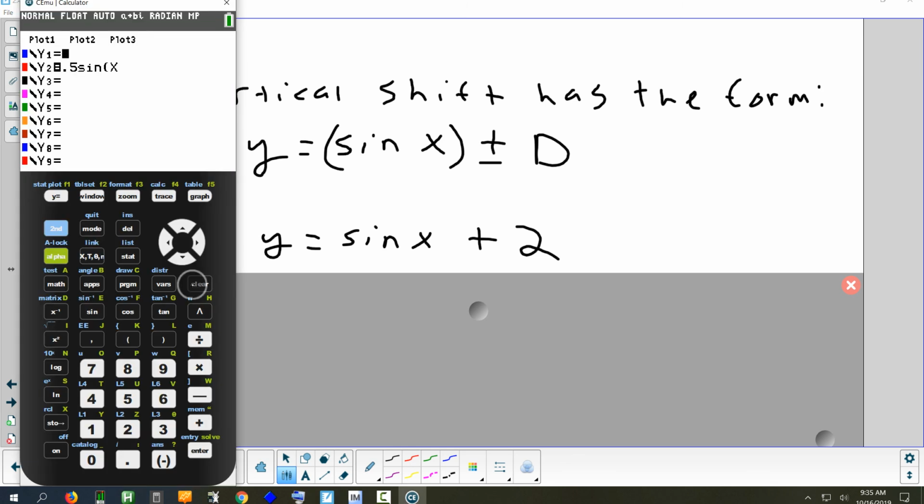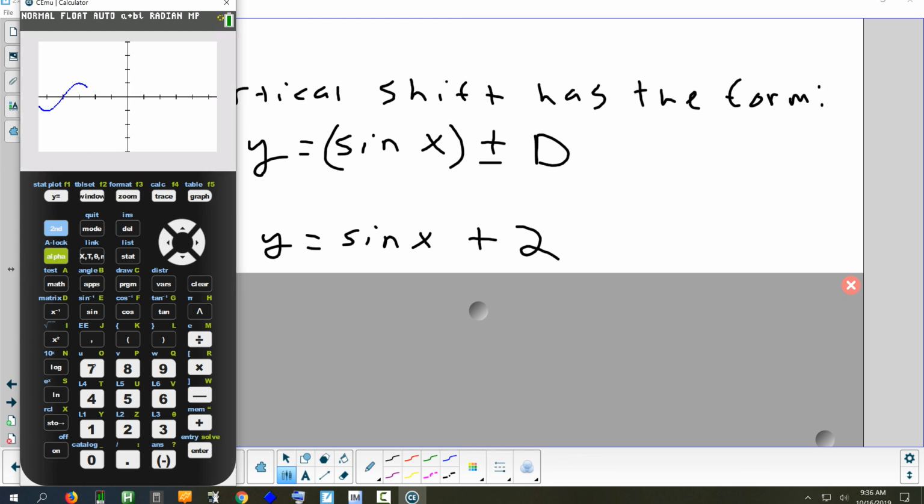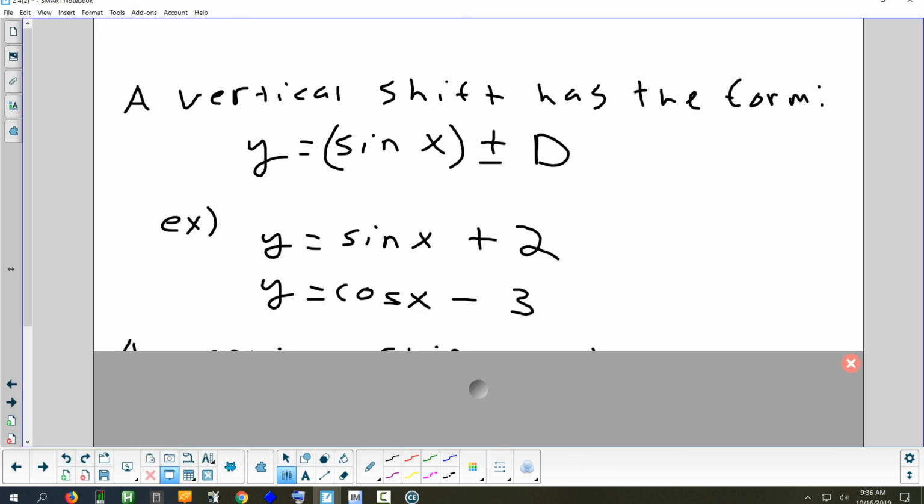So, sine of x plus 2. Let's graph sine of x and sine of x plus 2. Now, on my calculator, I have to close the parentheses so that it knows the plus 2 is not inside it. Let's see what happens. So there's the original. And there's the plus 2. Okay. This one doesn't do the opposite. It's what you would expect. Plus will shift up. Something like that would shift down. Okay, that's the difference.